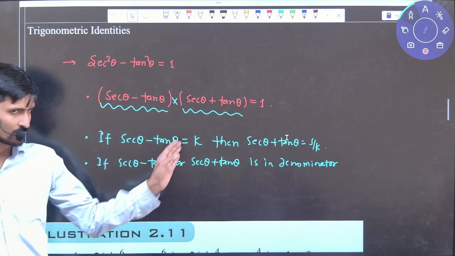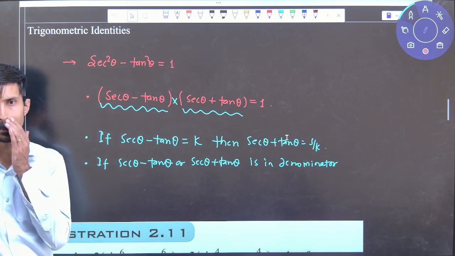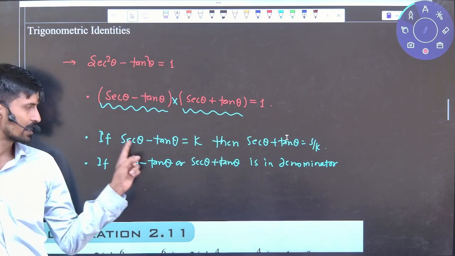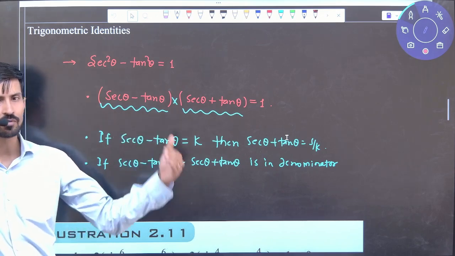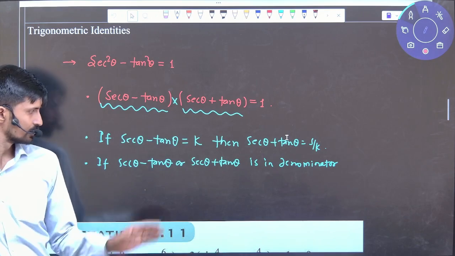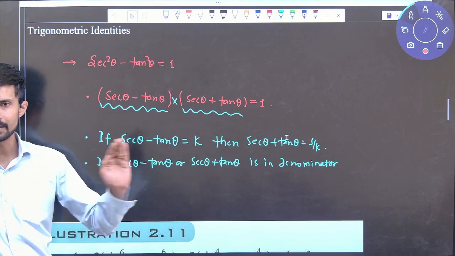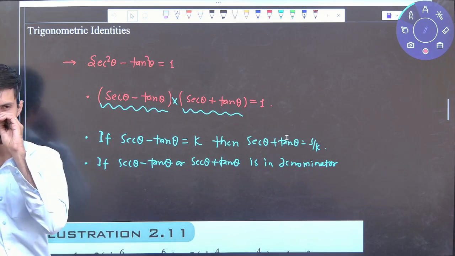Okay, so now write down both of these. From this formula we are getting two concepts. First concept is, if we know the value of sec theta minus tan theta, then we can find sec theta plus tan theta also. And if sec theta minus tan theta or sec theta plus tan theta is present in the denominator, then we only have to multiply and divide by its opposite sign. Okay.